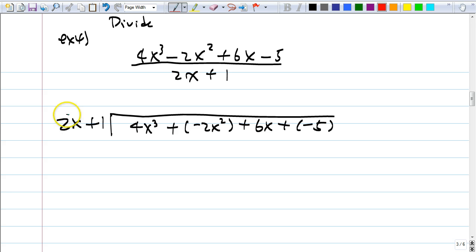So, I'm looking at 2x and 4x cubed. And I'm asking myself, what do I need to multiply 2x by so that it equals 4x cubed? In other words, how many times would 2x go into 4x cubed? The answer is 2, what class? X squared, right? That would give me 4x cubed, right? 2x will go into 4x cubed, 2x squared times. So let's multiply this binomial times that. I get 4x cubed plus 1 times 2x squared is, of course, 2x squared.